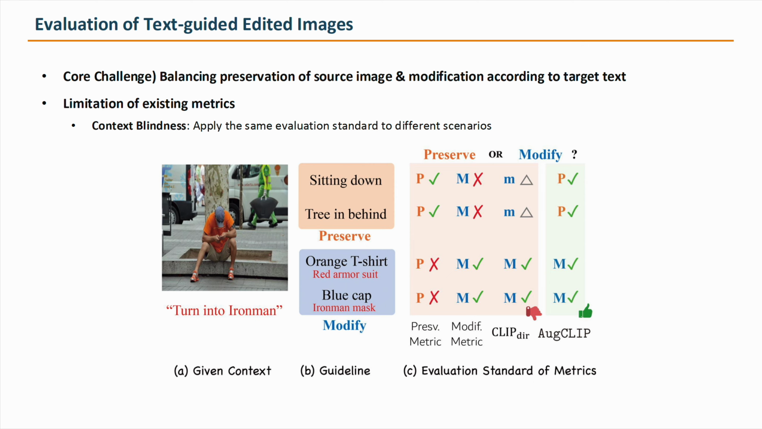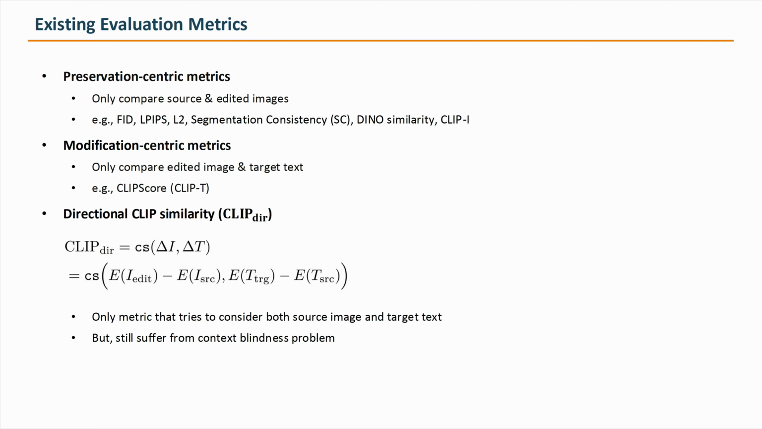A good edited image should modify the image according to the target text while still preserving key elements of the source image. Existing evaluation metrics fall into three categories, which are preservation-centric metrics such as LPIPS or CLIP-I, which compare the source and edited images while ignoring the prompt. And second is modification-centric metrics such as CLIP score, which measures how well the edited image matches the target text, ignoring the original image. And the last one is directional CLIP similarity, the only metric that tries to consider both by comparing directional vectors in CLIP space.